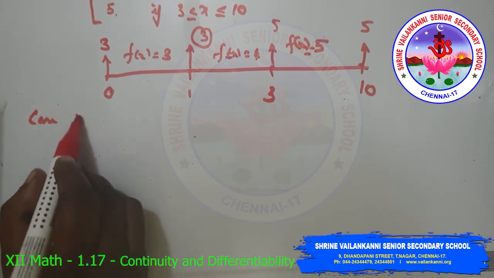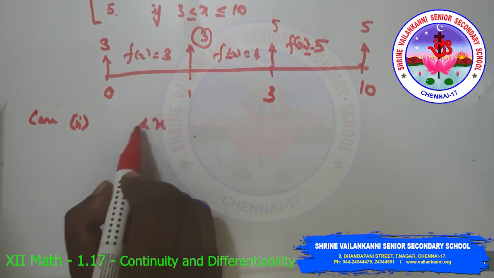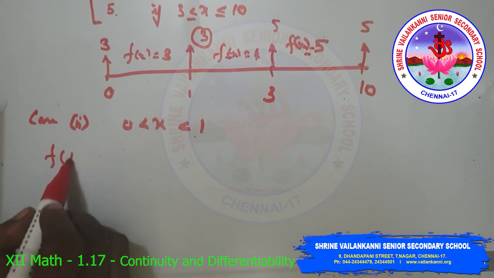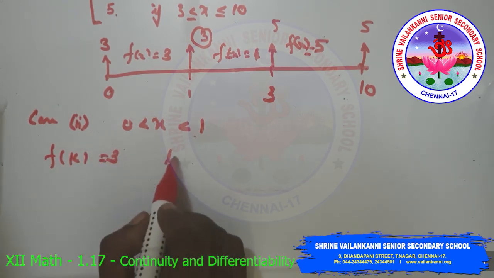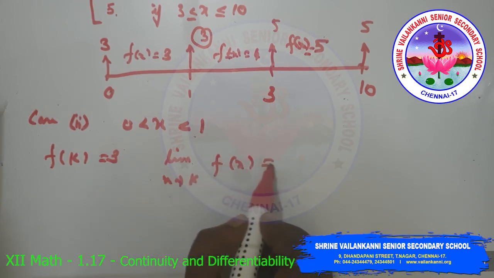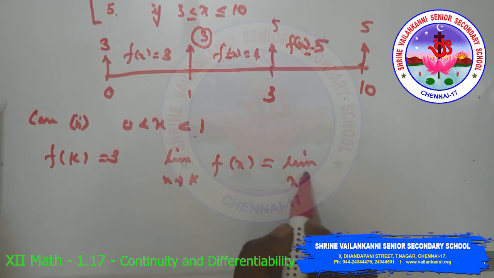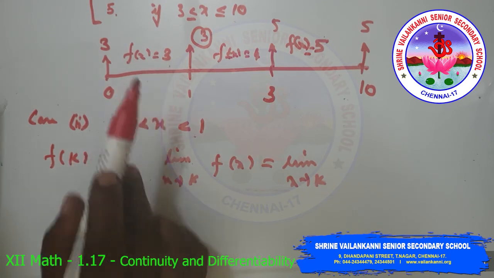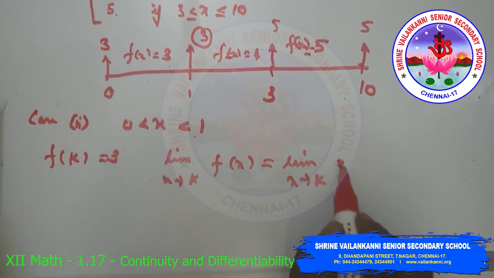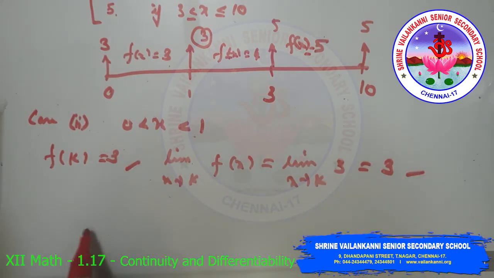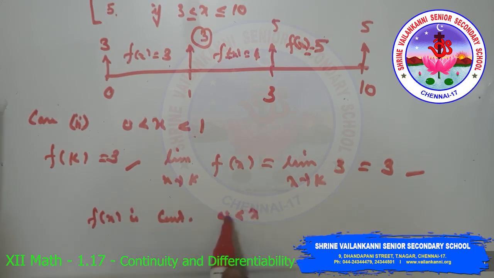So consider the second case, x lies between 0 and 1. Then f of k is equal to 3. So limit x tends to k of f of x is equal to limit x tends to k of 3, because when x lies between 0 and 1 the function f of x is defined to be 3. So it is equal to 3. Here we can see that these two are equal, so f of x is continuous for x between 0 and 1.